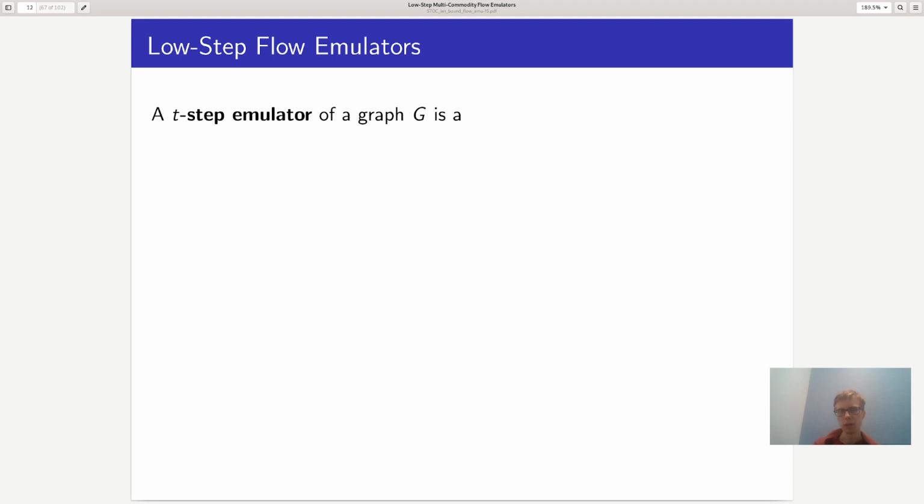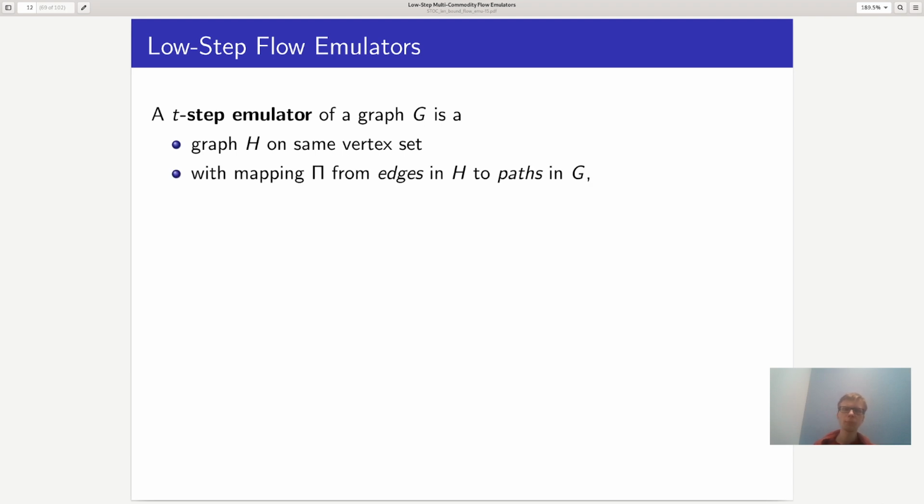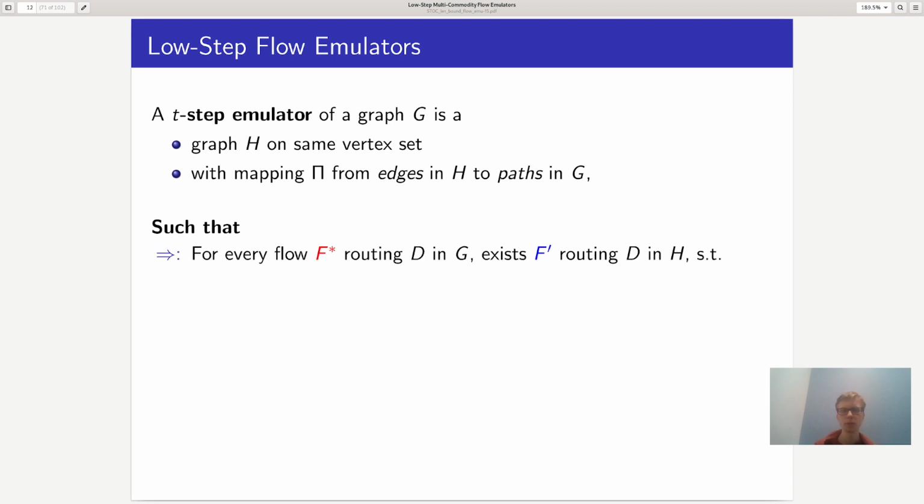More formally, a T-step emulator, where T is the bound on the step length of flow paths, is a graph H on the same vertex set, along with a mapping from the edges of H to paths in the original graph, that guarantees the following two things. First, for every flow F star on the original graph, let D be the demand it routes.